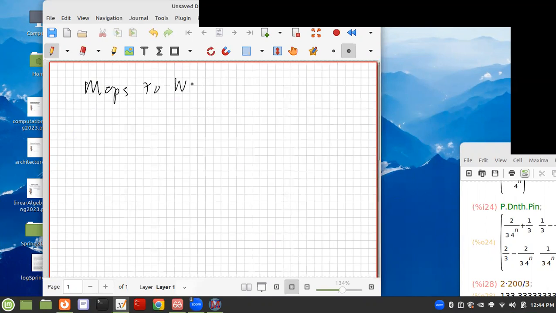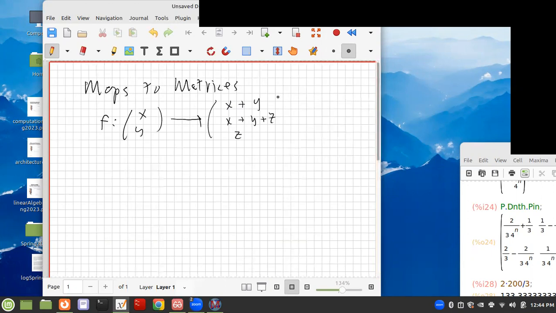Maps to matrices. Okay, so let's say you're given a map. We have two vector spaces. Anything, let's do something simple. Say f from x, y to x plus y, x plus y plus z, and z.